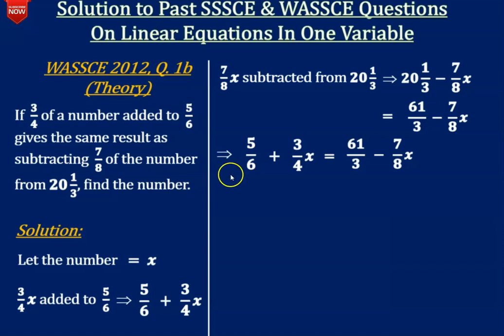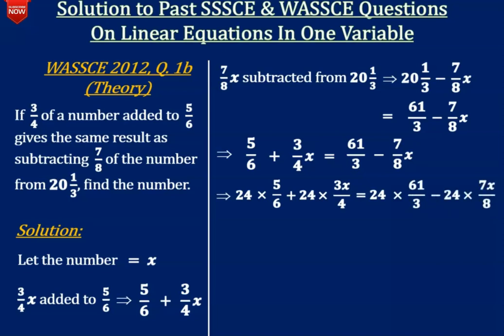We now have an equation containing fractions. Therefore, let's multiply through by the LCM of the denominators. The LCM of 6, 4, 3, and 8 is 24. So we multiply through by 24. Therefore, we have 24 times 5 over 6 plus 24 times 3x over 4 is equal to 24 times 61 over 3 minus 24 times 7x over 8.